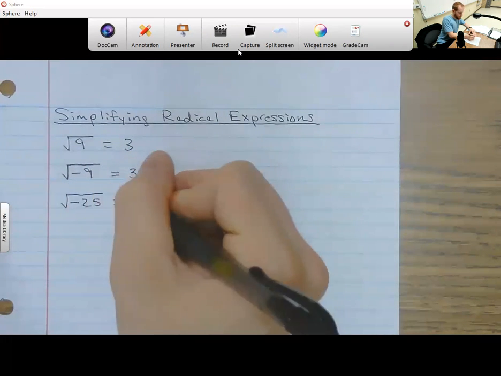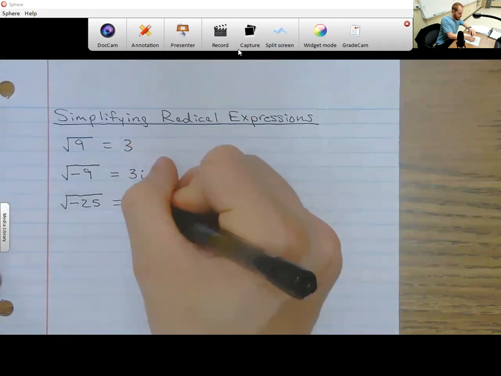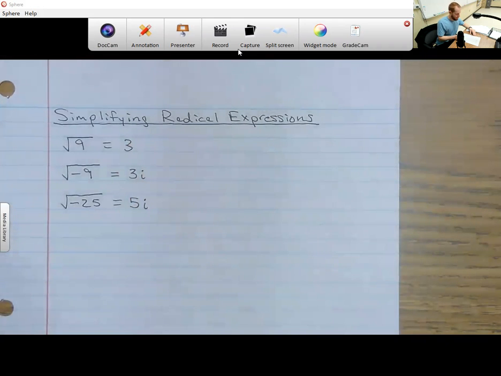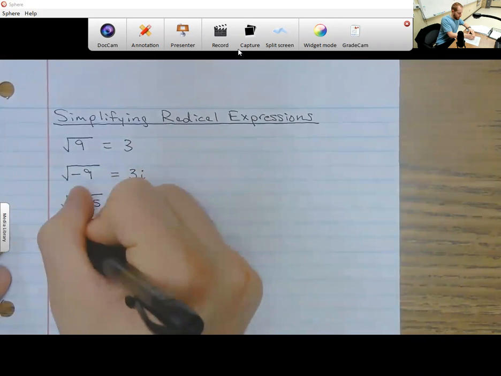What would this be? Now, I'm taking the square root of a negative number. And whenever we take the square root of a negative number, an I is going to come out. So this wouldn't just be 5, but it would be 5i, right? That negative always comes out of the radical as an I. Okay, let's try another one like that. We're going to do square root of negative 12.